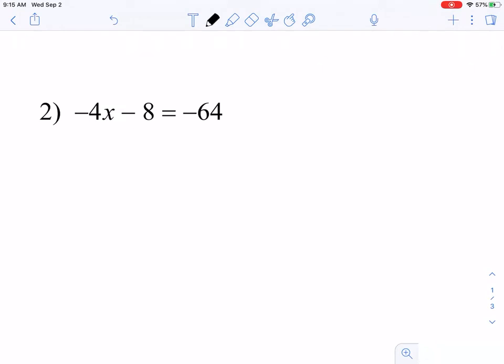Number 2, we need to get x by itself, which means we need to move the negative 8 and this negative 4 that is multiplying with x. So because negative 4 is attached to the x, we are going to take care of that second. The first thing we're going to take care of is this negative 8. We get rid of a negative 8 by adding it to both sides.